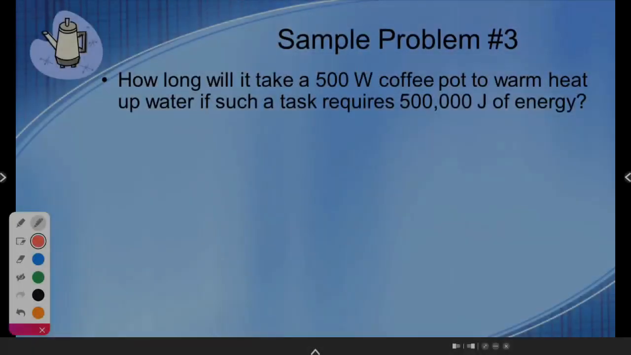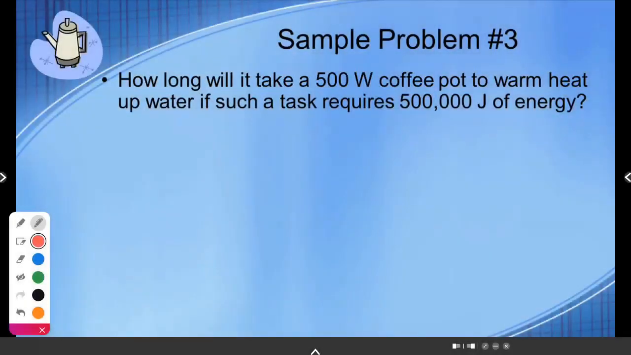I want to look through 3 sample problems that'll help you understand how to use all of these equations. There are a lot of equations and that can seem overwhelming, but really if you just do the guess method and find the one that has the variables that you're given and that the problem is asking for, it shouldn't be that big of a deal.